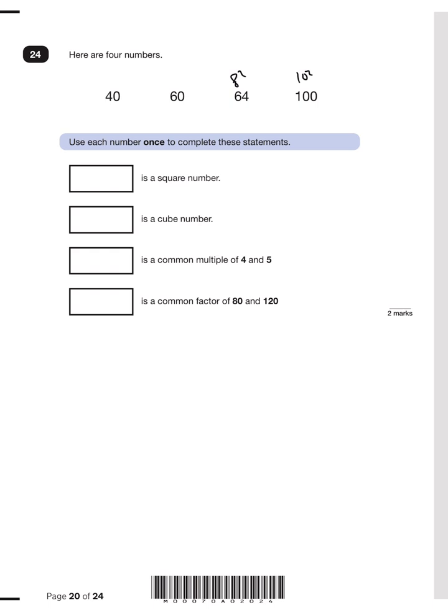So let's look at the next one. Blank is a cube number. I can notice immediately that 64 is a cube number, because 4 cubed equals 64. So I'm going to put 64 here. So that's used. And the only square number we've got left is 100. So that would be here. Now we're looking for a common multiple of 4 and 5. Blank is a common multiple of 4 and 5.